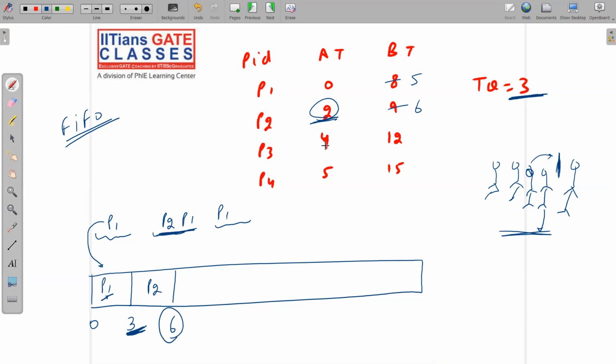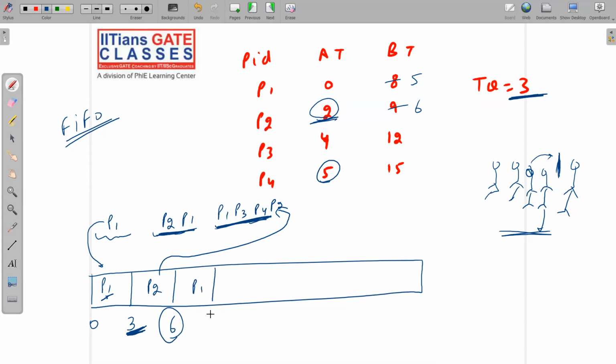Now at time 4, P3 comes, so it will be there in the queue. Now at time 5, P4 came, so P4 will be here. So this is the queue. Now at time 6, P2 will come and it will be attached here. Finally at time 6, which process is at the head of the queue? P1 is at the head of the queue.